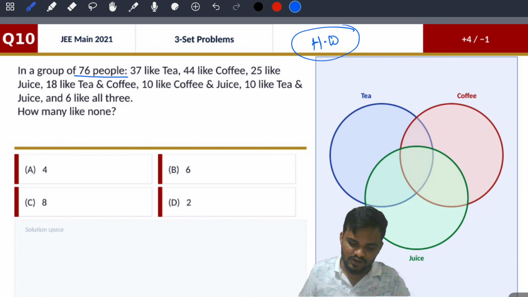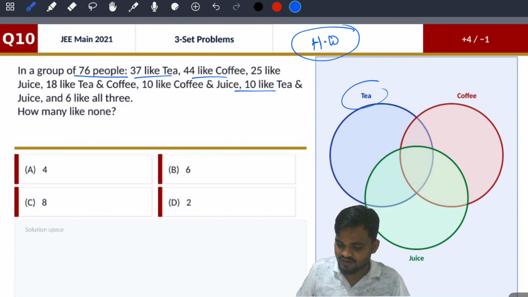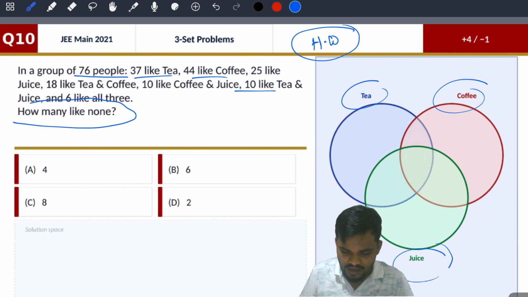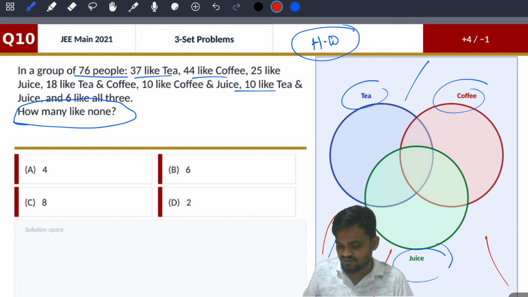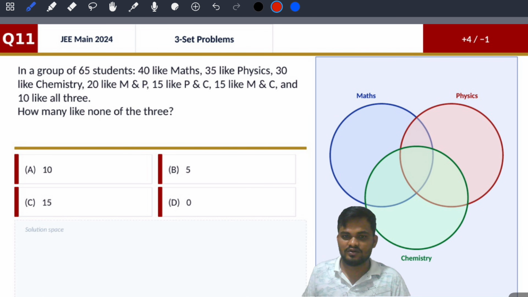Okay, this question is exactly similar. Here, instead of football, cricket, hockey, it is giving tea, coffee, juice, and at the end you have to find how many like none. None means you have to do the universal set 76 minus all three, the same way, same calculation. I hope you can solve.